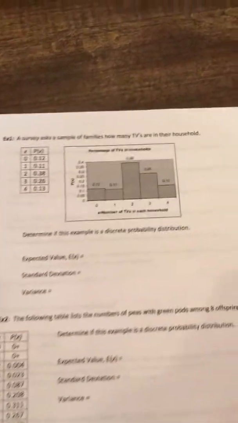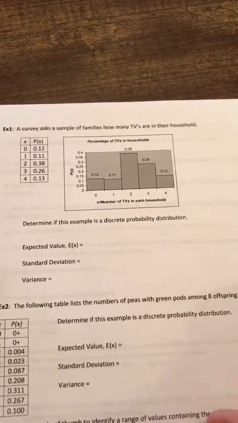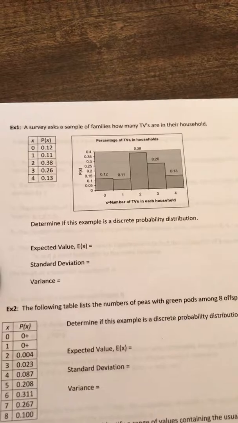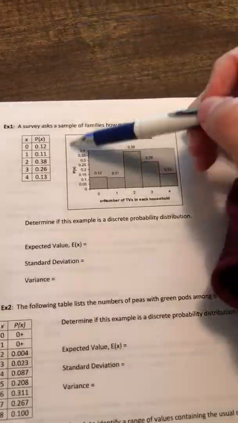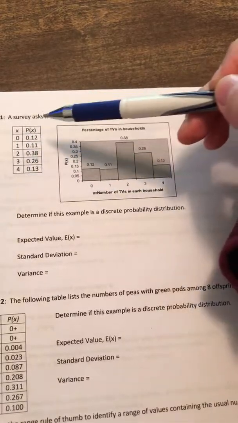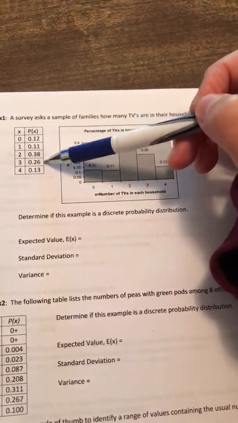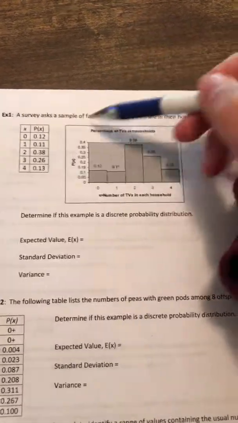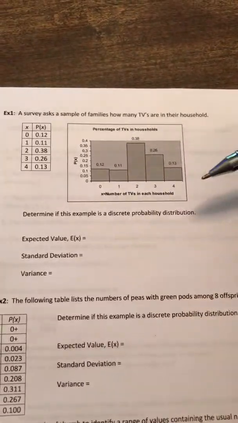Okay, so this is an example of a probability distribution here. A survey asks a sample of families how many TVs are in their household. So you have a sample of families. They have either 0, 1, 2, 3, or 4 in their house. The probability of each is listed next to it. So that is a probability distribution. And here's a picture of the graph if you want to see that.